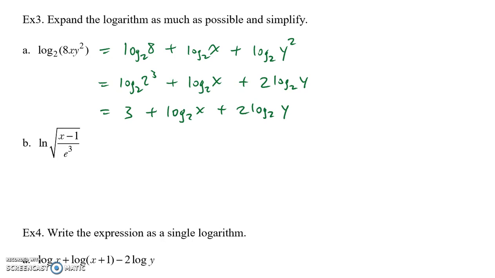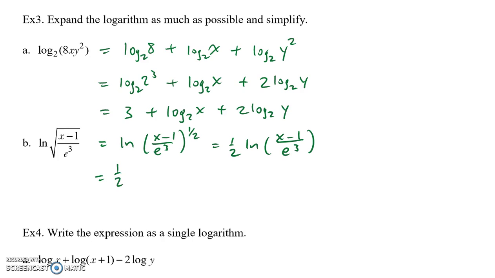For part B, notice we have a square root. A square root is a power. This is a natural log. And that would be x minus 1 over e to the third to the 1/2 power. The power can then be brought to the front of the logarithm by the power rule.